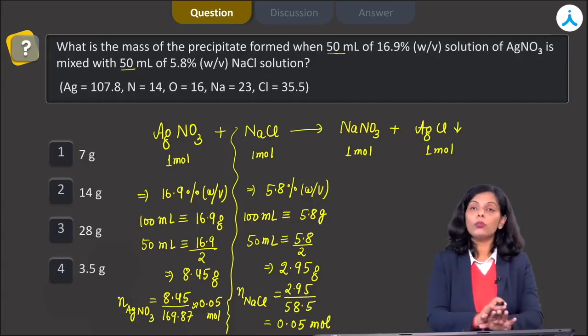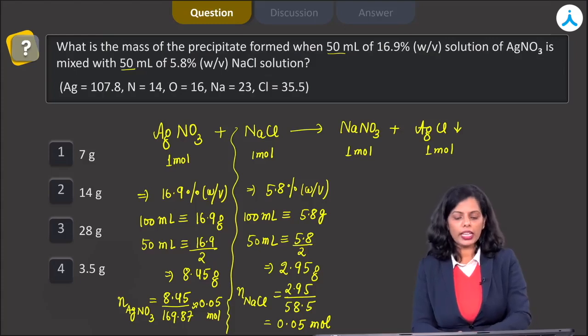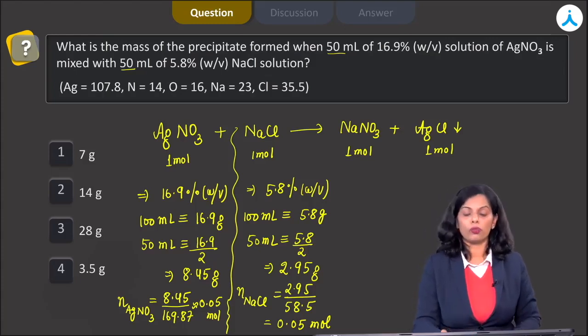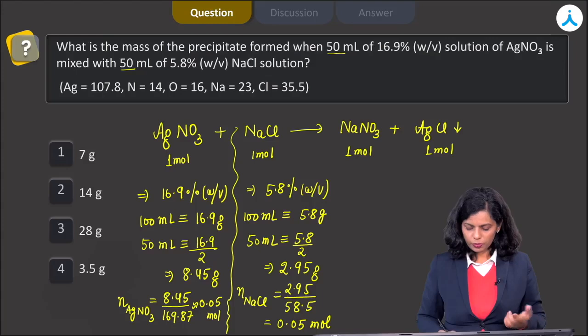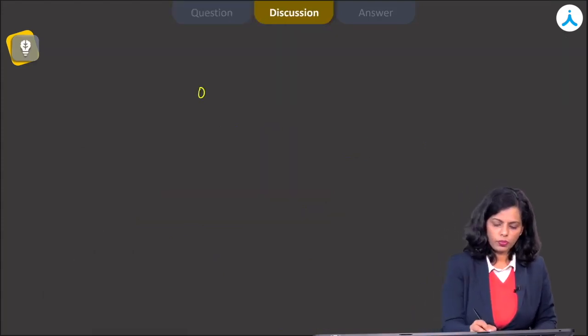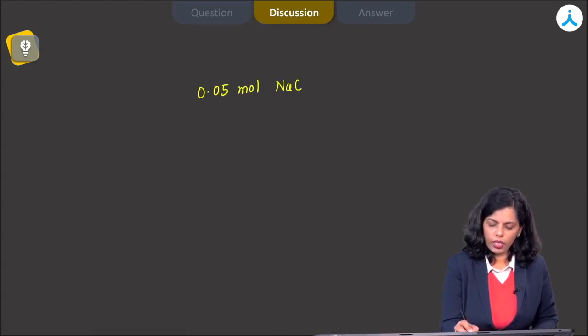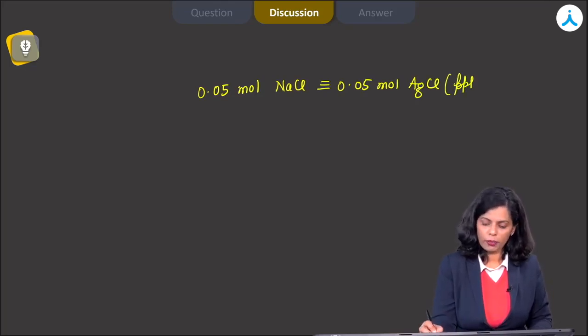Great. So, equal moles of AgNO3 and NaCl you are taking. So, by considering any one of them, you can find out the amount of the precipitate formed. Okay. So, it is up to you what you want to do. In this case, you have 0.05 mole of NaCl, then for sure 0.05 mole of AgCl would be formed as the precipitate, because this is the precipitate only, PPT I am writing.